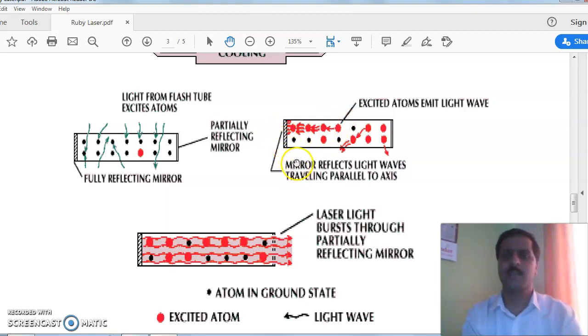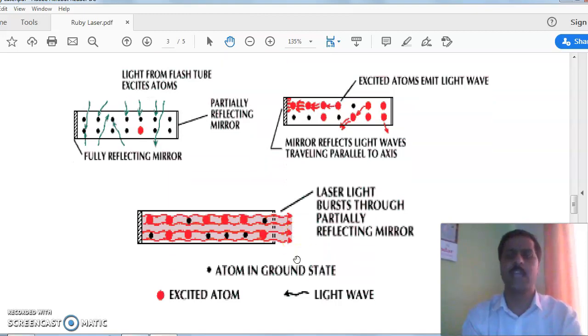When they approach the mirror, which is 100% reflective, they always suffer reflection and move backward along the axis. They approach the second mirror, suffer reflection there, and their number goes on increasing. In this process, due to multiple reflections suffered by these two mirrors, their number goes on increasing continuously. When the number becomes sufficiently large, some of the radiation leaks through the partially reflecting mirror, and these radiations are laser. So that is the block diagram.